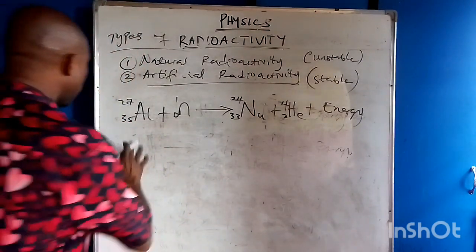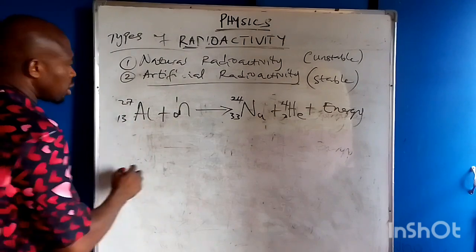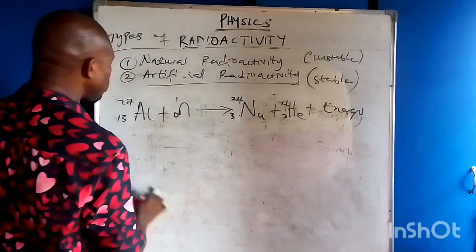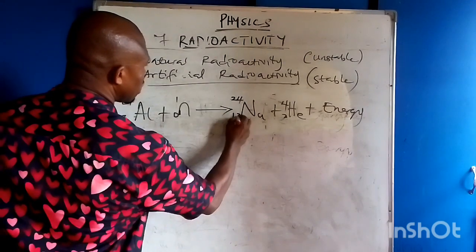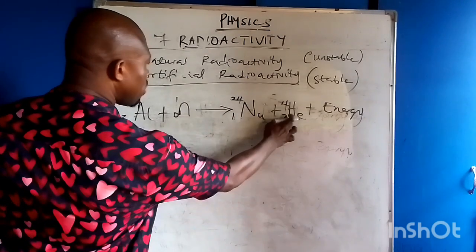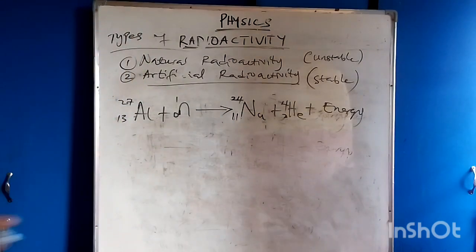And then, sorry, this is 13, please. This is 13. 13 plus this will still give us 13 here. Sorry, 13 minus 2 will give us 11. So that is the correct one.